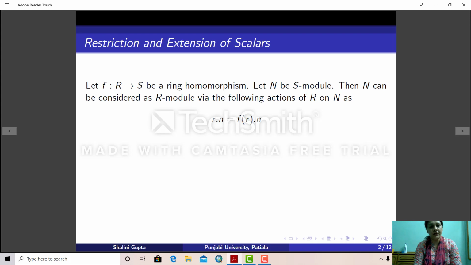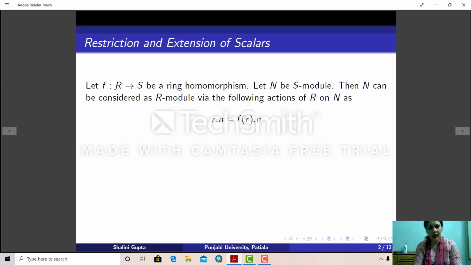So consider a ring homomorphism F from R to S. Here R and S are commutative rings with 1. Suppose N is an S module. Then we can give this S module N an R module structure via F as follows. We consider the action of ring R on S module N as r·n equal to F(r)·n. Now see, this makes sense because F(r) belongs to S and N is an S module. So here in F(r)·n, the dot is the action of S on N.